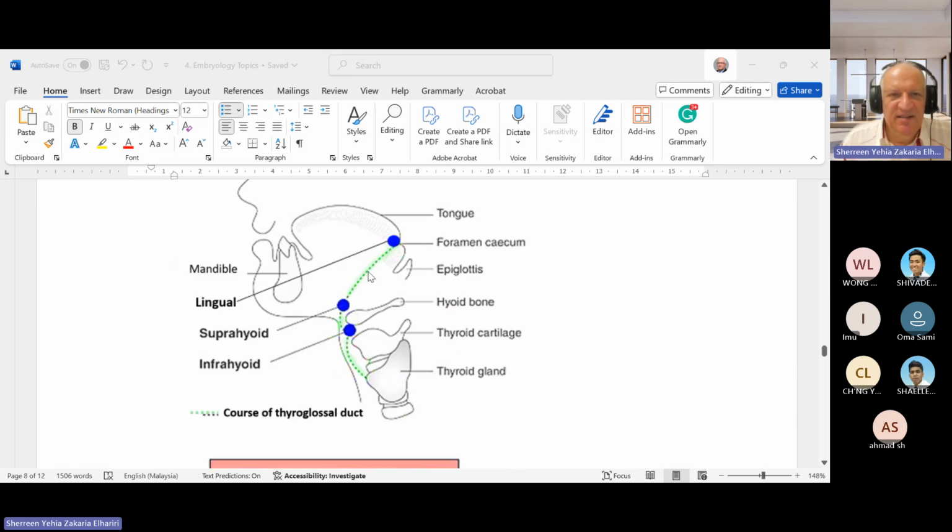This is the descent of the thyroid from the foramen cecum of the tongue, so up, above or below or beside the hyoid bone, and it descends down. Failure of its descent, we call thyroglossal cyst.